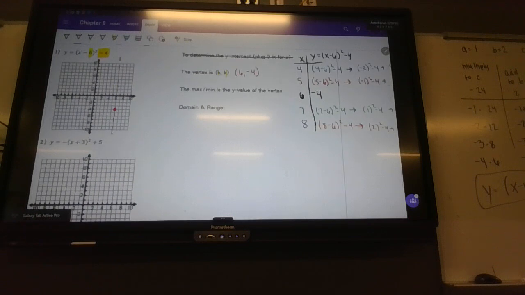Let's just finish this out. Dot, dot, dot, dot. Try to not make it look pointy. The arrow opens up, so the minimum is negative 4. And there is no maximum. If it has a minimum, it does not have a maximum. The domain is all real numbers, and I'm going to use the fancy symbol. And the range is y is greater than negative 4.